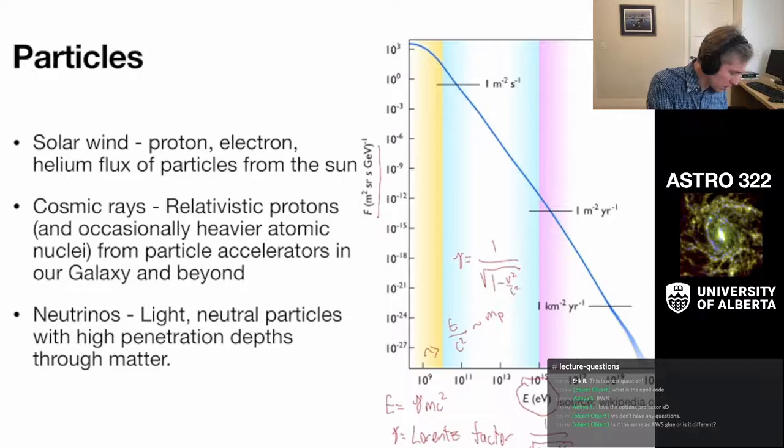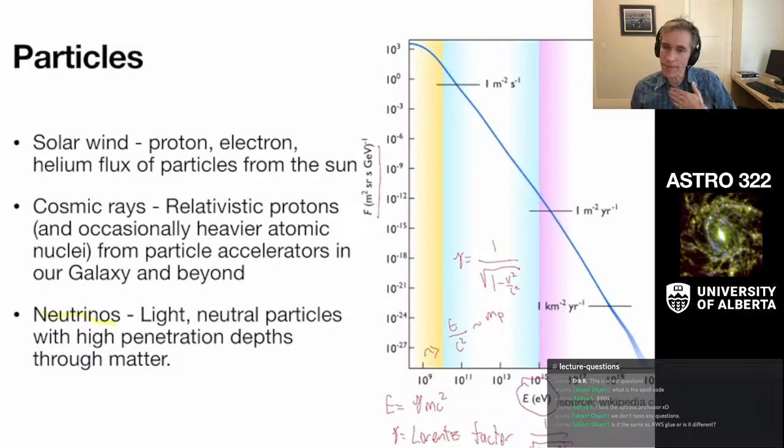Finally, it's worth noting, there are these things called neutrinos, which you have probably heard about in the context of particle physics. These are light neutral particles that are weakly interacting, meaning they interact through the weak nuclear force. That means they are very unlikely to interact with regular matter, but there is nonetheless some probability.